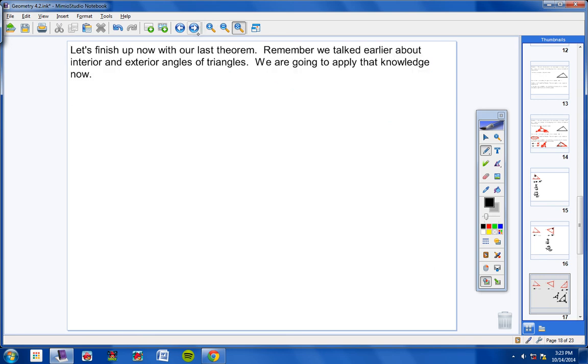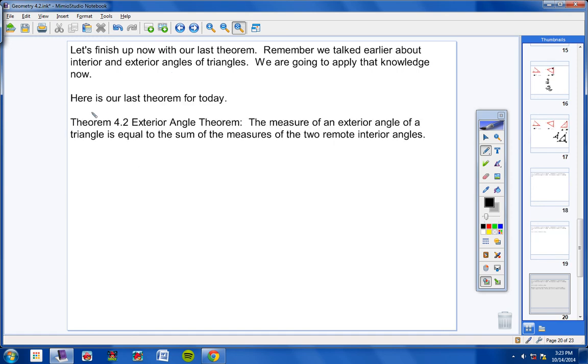Okay, moving on. Now let's finish up with our last theorem. Remember, we talked earlier about interior and exterior angles of triangles. We're going to apply that knowledge now. So here we go. Please copy this theorem in your notes. I'll pause a second while you copy this down.